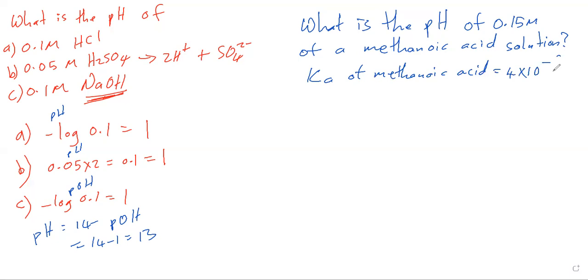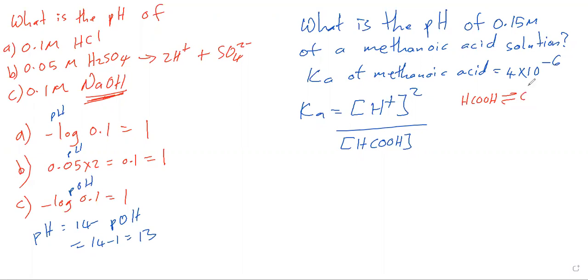So how would we work it out? Ka equals the H plus concentration over the methanoic acid concentration. You must always square the top, right? The top part is always squared. Remember, for the equation, methanoic acid would dissociate to give HCOO minus plus H plus. It would have been this ion times H plus over this. Because these two are the same, we just square the H plus. It should always be squared.